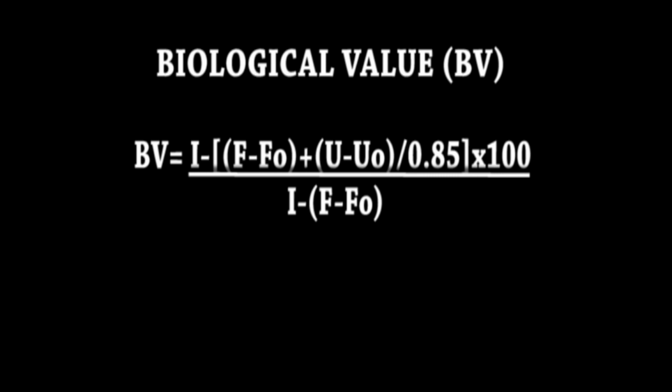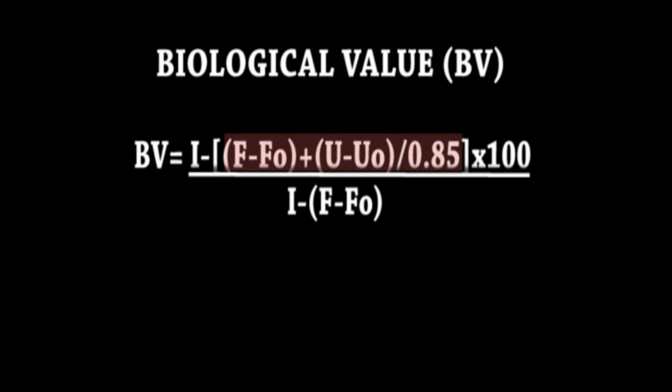So a better representation then of biological value would be the following: the intake of nitrogen minus the bracket, then parentheses, of the fecal nitrogen minus the fecal nitrogen at time 0, that is before any intake, plus urinary nitrogen minus urinary nitrogen at time 0, that is before any nitrogen intake, and we divide this by 0.85 multiplied by 100. This gets divided by what we call the digestibility. The intake, that is the nitrogen intake, minus the fecal nitrogen, which is subtracted then by the fecal nitrogen at time 0 before the intake. Now these 0 measurements are necessary because even before the intake of actual nitrogen, there is residual nitrogen in the fecal material and in the urine resulting from bacteria.